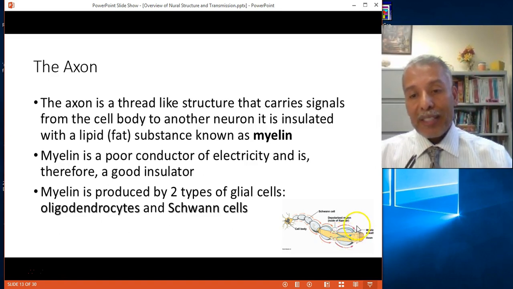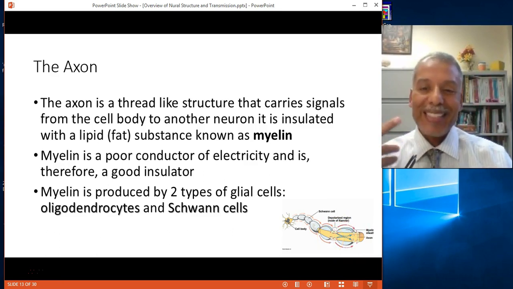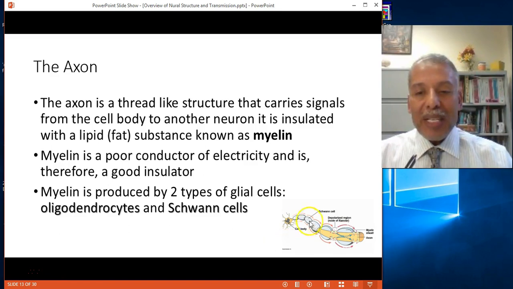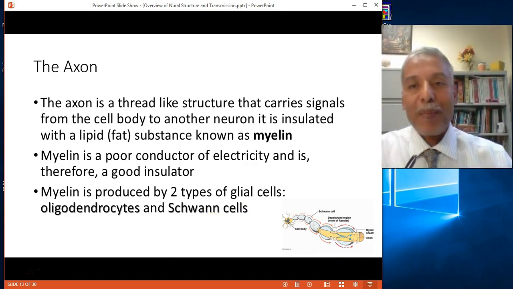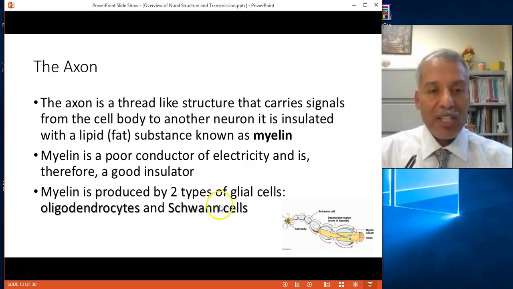Because it shows between segments, it seems as if the signal is jumping. It really isn't jumping. It just keeps flowing in that direction, and only these little areas flash, flash, flash, one after the other, of course, in sequence, like dominoes. So you see it almost like jumping. They call it saltatory conduction.